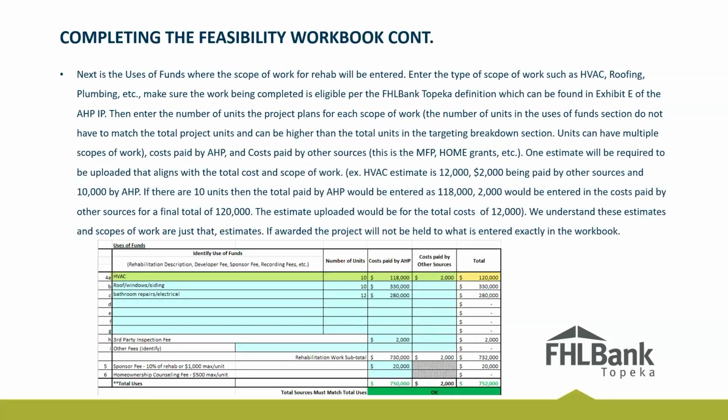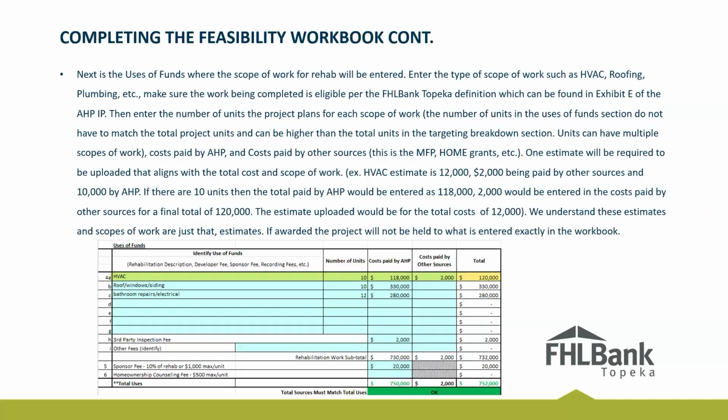Next is the uses of funds, where the scope of work for rehab will be entered. Enter the type of scope of work, such as HVAC, roofing, plumbing, etc., and make sure the work being completed is eligible per the FHLBank Topeka definition, which can be found in Exhibit E of the AHP Implementation Plan. Then enter the number of units the project plans for each scope of work.